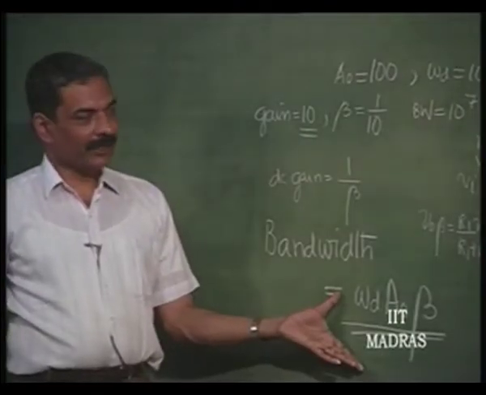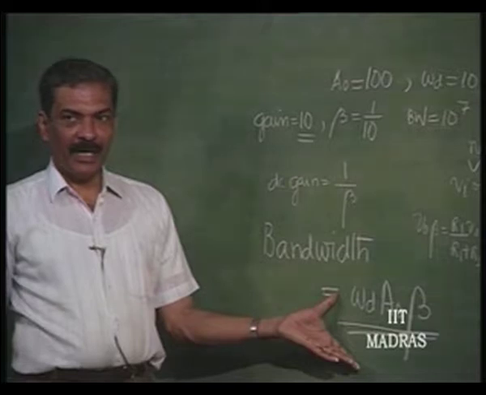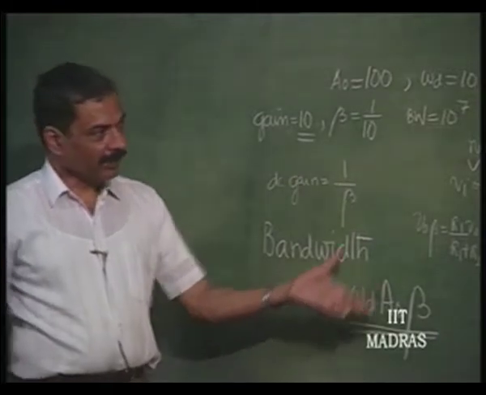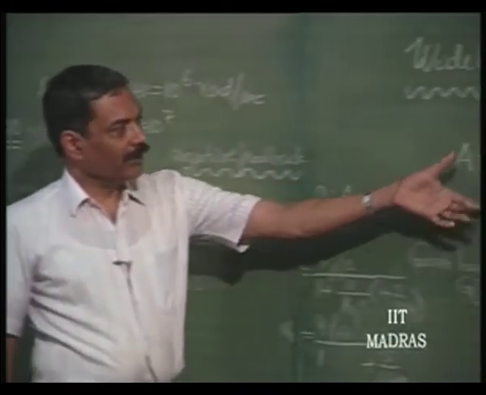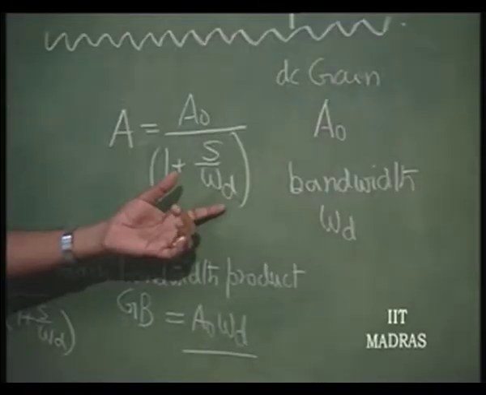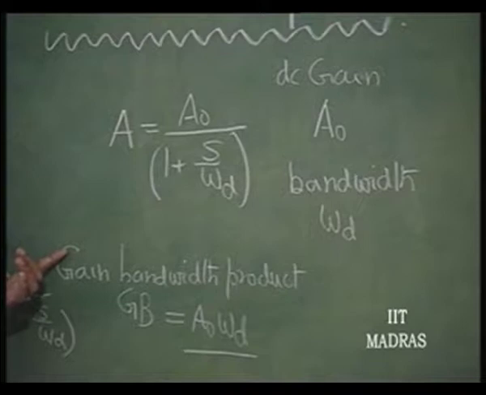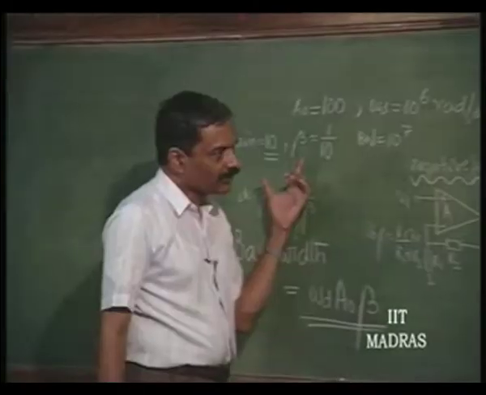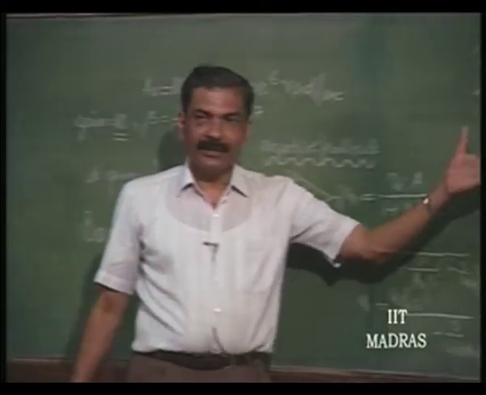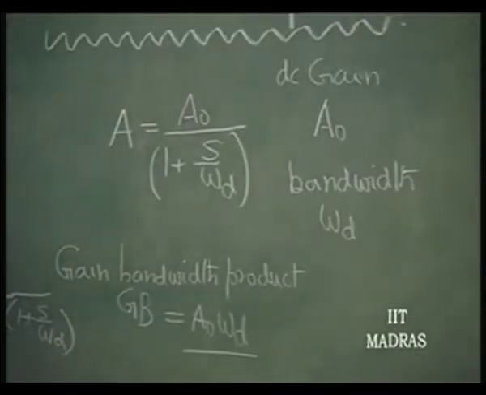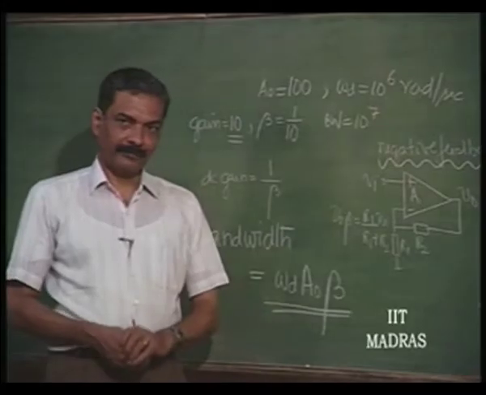So, you can always design a wideband amplifier starting from an amplifier with limited bandwidth. You can design an amplifier with wide bandwidth and desensitized gain. Gain is going to be least sensitive to variation in A naught, with wide bandwidth using this negative feedback.